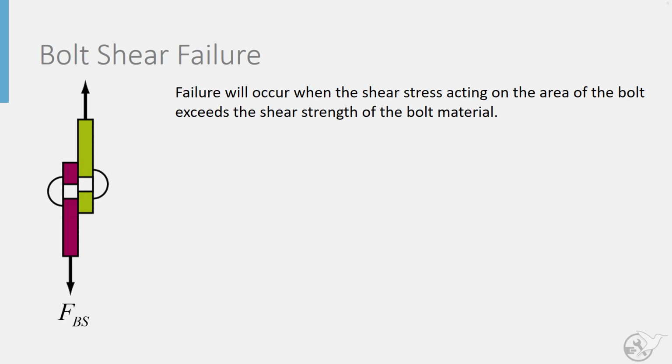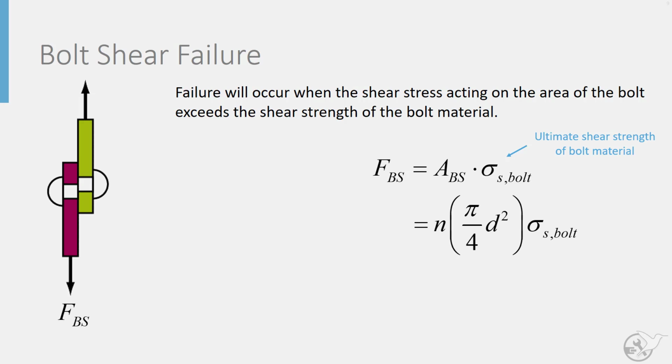Next, we have bolt shear failure, which will occur when the shear stress acting in the area of the bolt exceeds the shear strength of the bolt material. So our bolt shear failure force is the area resisting that shear times the shear strength of the bolt, okay, not the plate. This is a failure mode of the bolt material. And so that will be the cross-sectional area of a bolt, which is pi over 4 d squared, times the shear strength of the bolt. And this n refers to how many planes actually resist the load transfer.